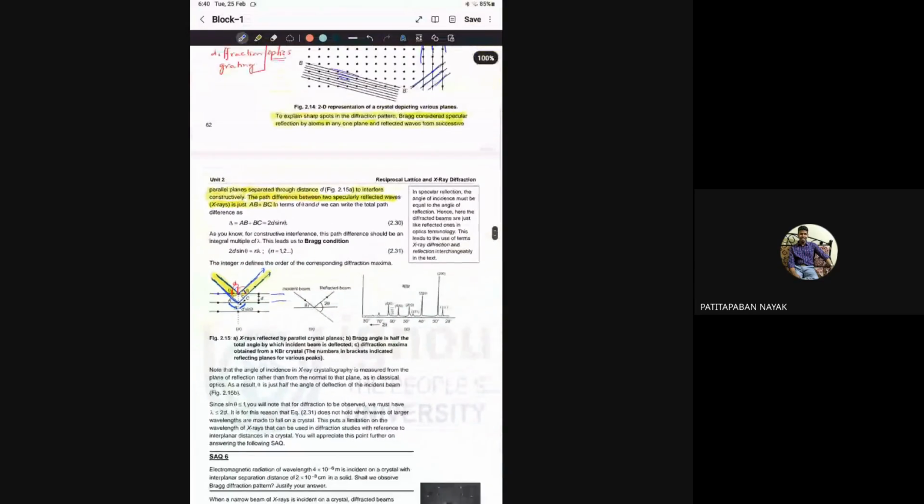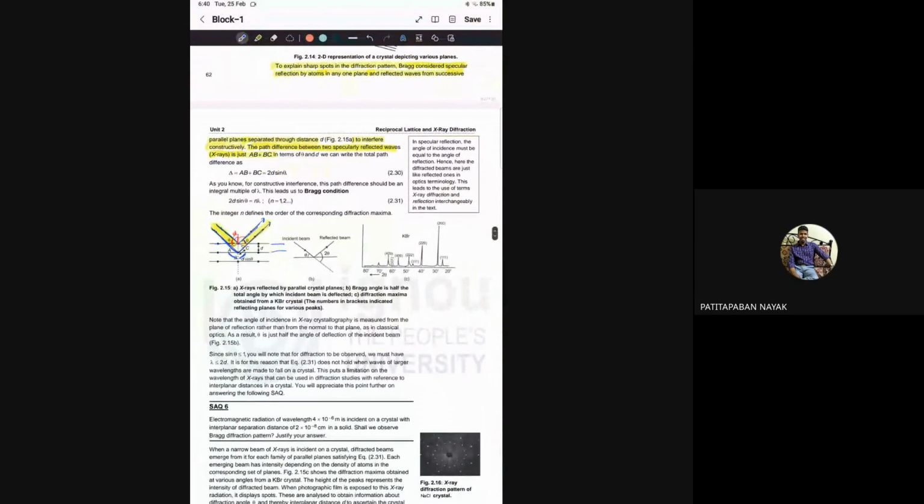If we come back to this diagram again, 2d sin theta is equal to n lambda, where n is equal to 1, 2, 3, 4. This condition is basically called your Bragg condition. This constructive interference will not happen for all theta. Only for particular values of theta will it have this constructive interference.